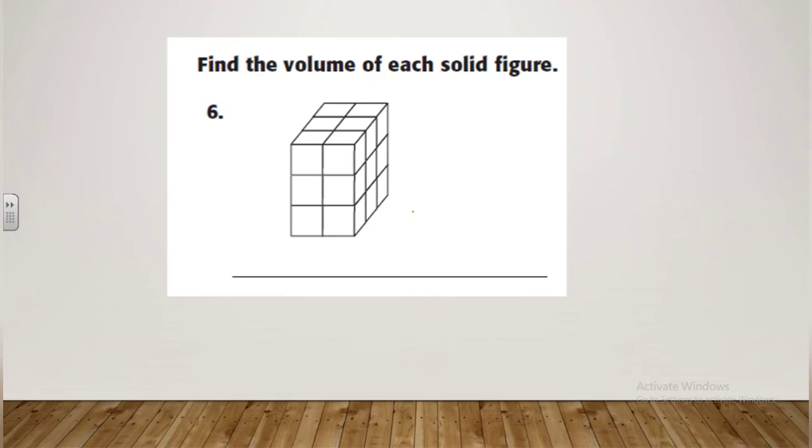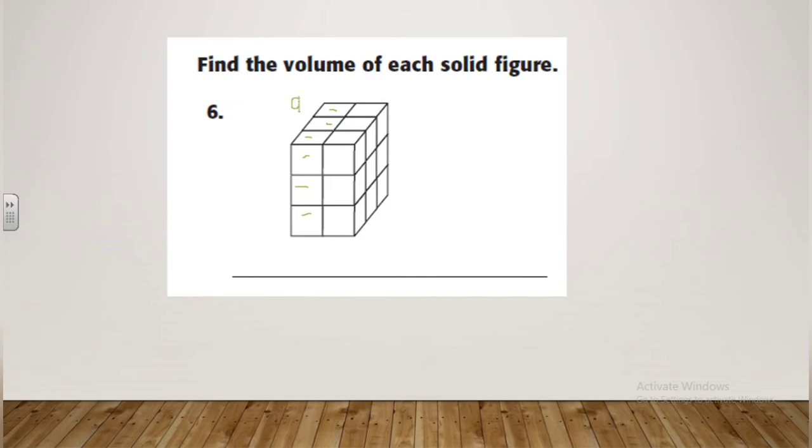To find the volume here, what should we do? We will count how many cubes we have here. So let's see the first line we have here. We have 1, 2, 3, and 1, 2, 3. So 3 times 3, 9.